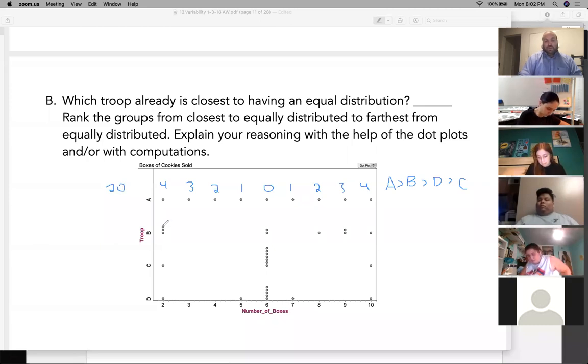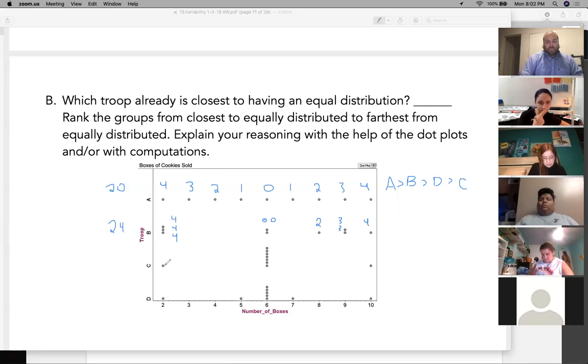Let's do B. How far is this 2 from 6? 4. The next one after that? 4. The next one after that? 4. This one here? 0. This one down here? 0. This one here? 2. These 2 here? 3 and 3. This one here? 4. Add them together? 24.